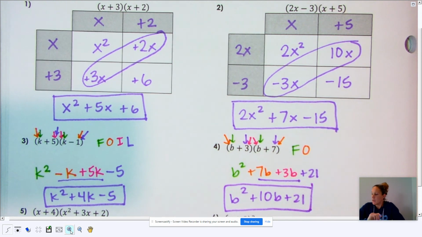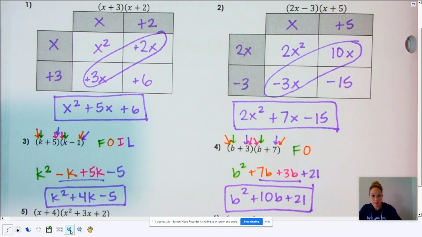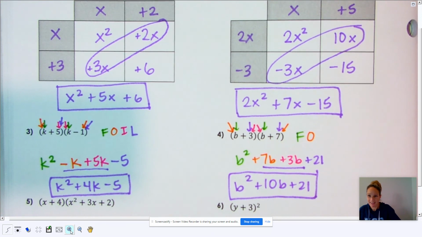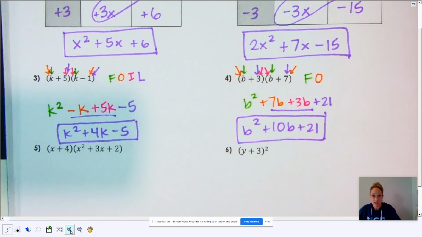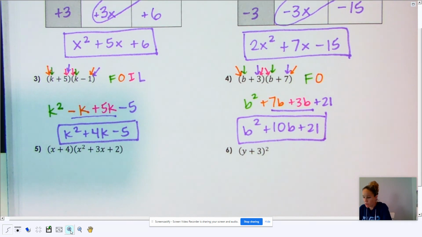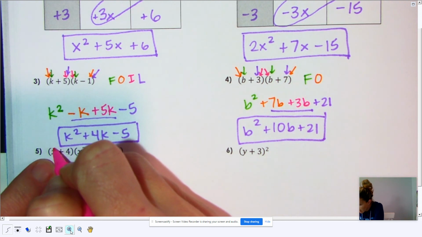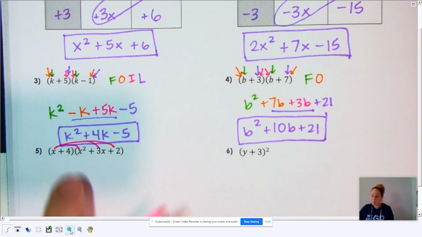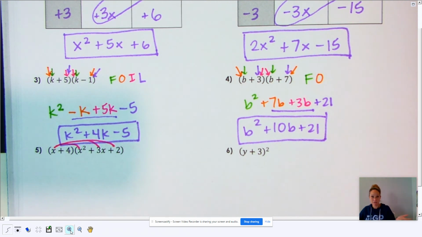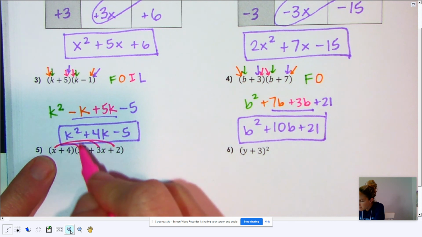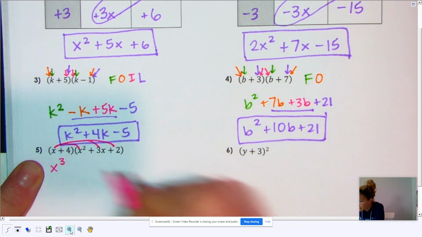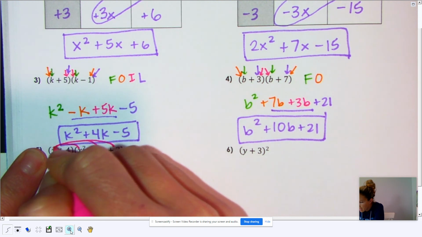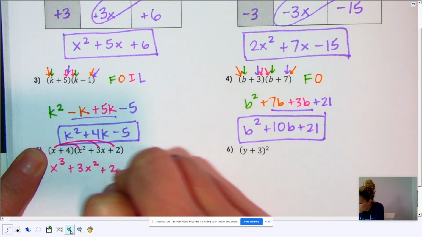Okay, for the next ones, we're going to think about distribution, repeated distribution. Sorry, my camera keeps popping back down again. Okay, so if I want to think about taking the first one and distributing it to all 3 of those. And this one is a binomial times a trinomial, so a little bit different. So x times x squared is x to the 3rd. X times 3x is 3x squared. X times 2 is 2x.